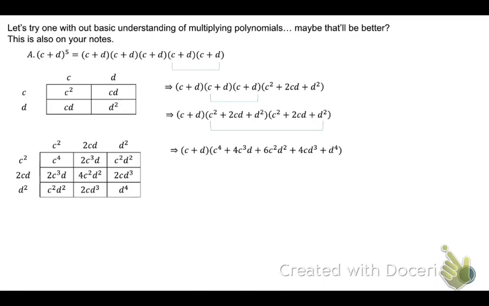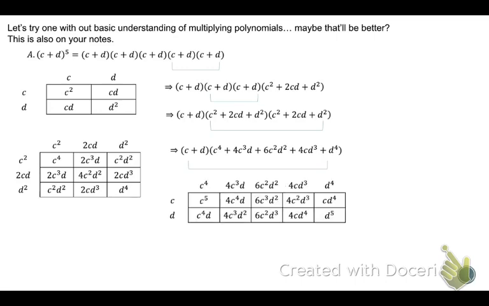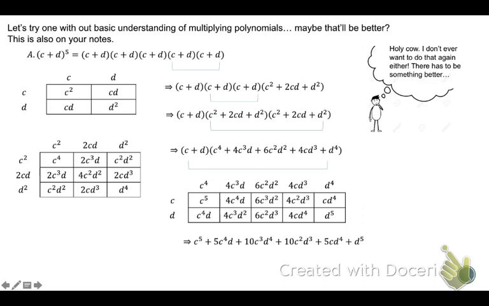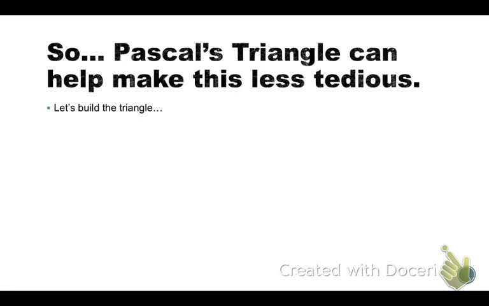Oh my goodness. Now let's do that one. This is the last one. And you get c to the 5th plus 5c to the 4th d plus 10c cubed d squared. That was wrong. This should be squared. Sorry, full of typos. 10c squared d cubed, 5c d to the 4th, and d to the 5th. Very ugly. Okay. I don't ever want to do that again. There has to be something better that we can do.